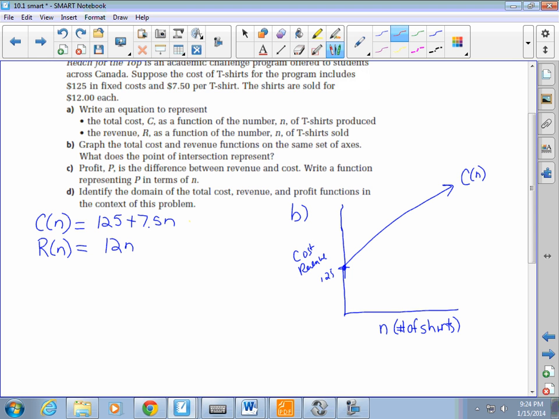My R of n then is going to be my revenue that I make. So if I sell 0 shirts, I make $0. So it's going to start here, and then it's going to go up in increments of 12 up, 1 over, 12 up, 1 over. So eventually it's going to go like this, and they're going to cross. So what does this intersection point mean?